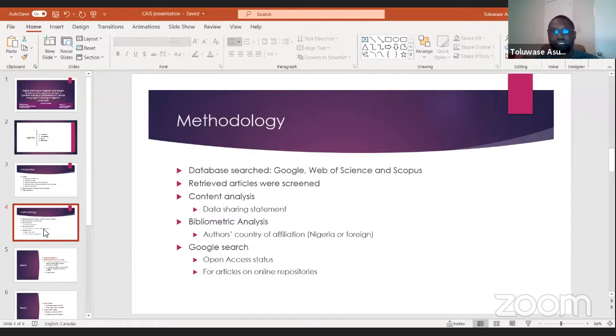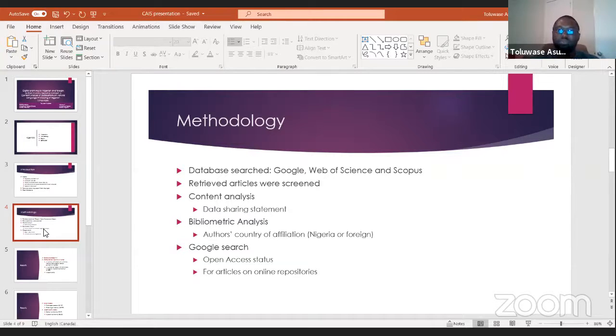Now, the methodology. Google, Web of Science, and Scopus were searched for relevant articles on the natural language processing of the top 10 Nigerian languages. The retrieved articles were screened, and articles that were not relevant were removed. The relevant articles were content analyzed. My interest was the data sharing statement.